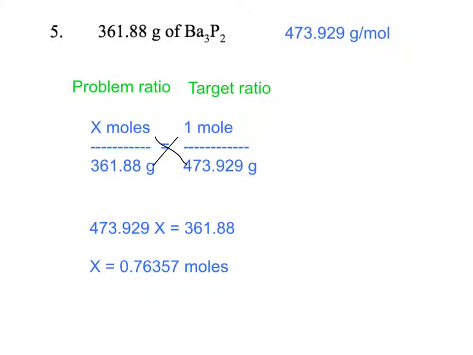And when we do these kinds of problems, you can always estimate your answer before you get going. That way, if you come out with a weird answer, you'll know that something went wrong. Take a look back at the top here. We have 361.88 grams. We know that 1 mole was 473. And so it looks like you have about 3/4 of a mole. And we got an answer that's about 3/4 of a mole. So that looks pretty reasonable.